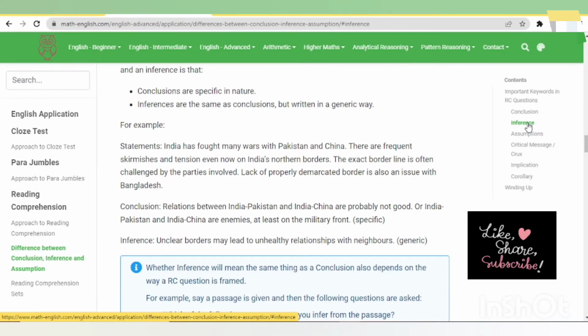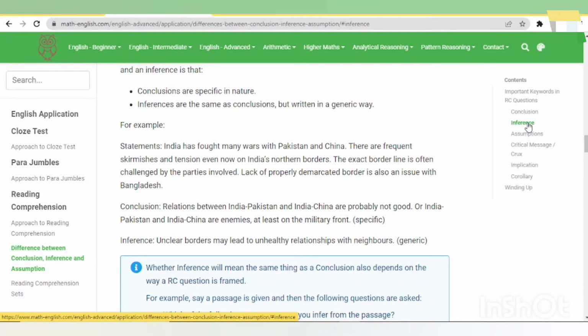So what can we conclude here? So it says India has fought many wars with Pakistan and China. There are frequent tensions even now on India's northern border. The exact borderline is often challenged by the parties involved. Lack of properly demarcated border is an issue with Bangladesh. So you can see that there's tension here. So we can conclude that relations between India and Pakistan, and India and China are probably not good, or that they are enemies, at least on the military front.